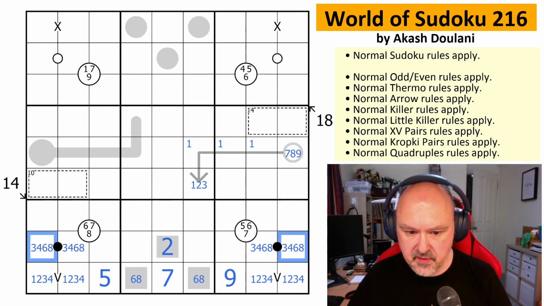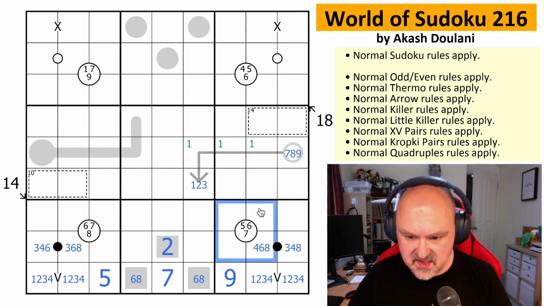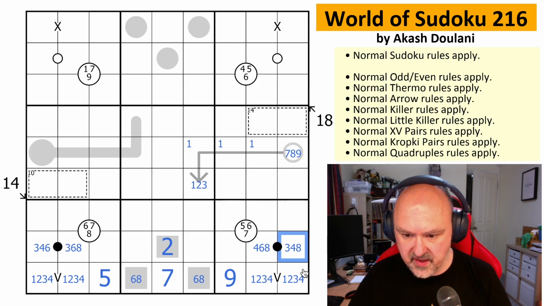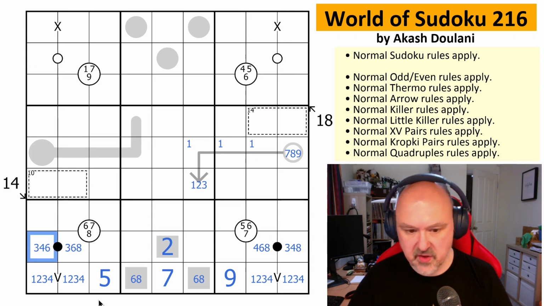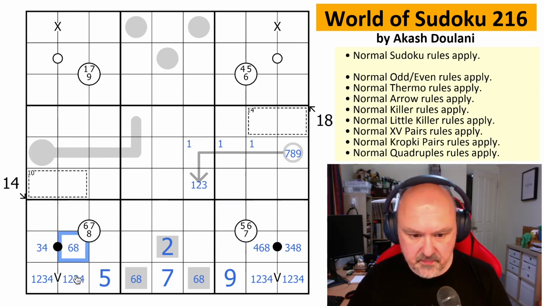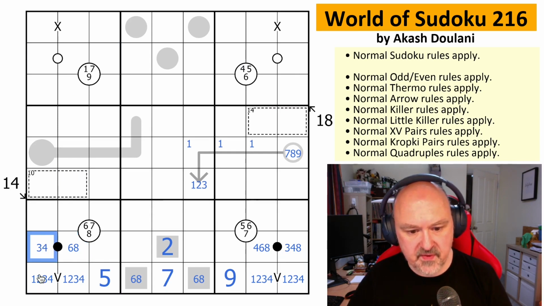I can't put 8 there, so I can't put 4 there. I can't put 6 there, so I can't put 3 there. And the reason I couldn't do that is 8 must be in one of those 4, so it couldn't go there. 6 must be in one of those 4, so it couldn't go there. So 6 can't be there, so 3 can't be there. So 3 or 4 must be there, and 3 or 4 must be there. So there is a virtual 3, 4 pair in here.